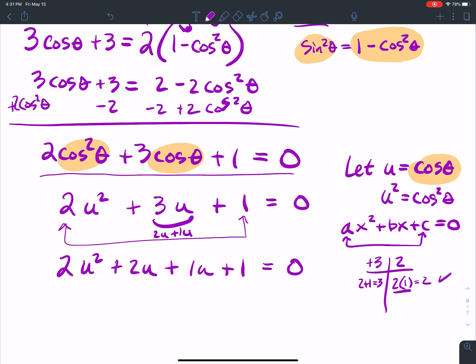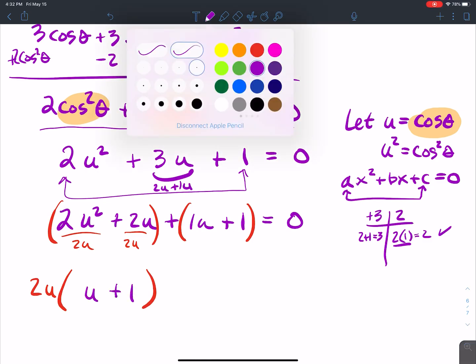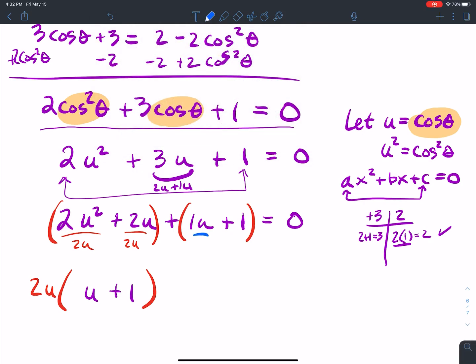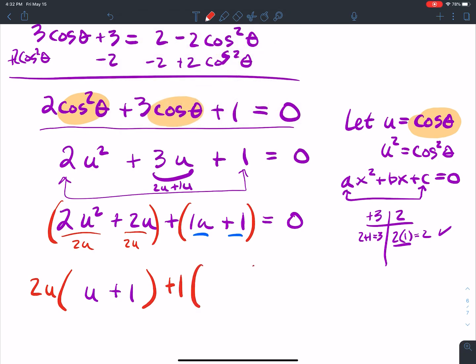Four terms, factor by grouping. Group the first two, group the second two. Make sure there's a plus in between. What's in common between both of those? There's a 2u. So I'm going to factor a 2u out. What does that leave me inside? It leaves me a u, and it leaves me a plus 1. Now with this one, there's nothing in common between u and 1, but I can always pull a 1 out. So pull my 1 out, and what do I have left? Well, what I just started with. If I multiply back through, I get u plus 1.